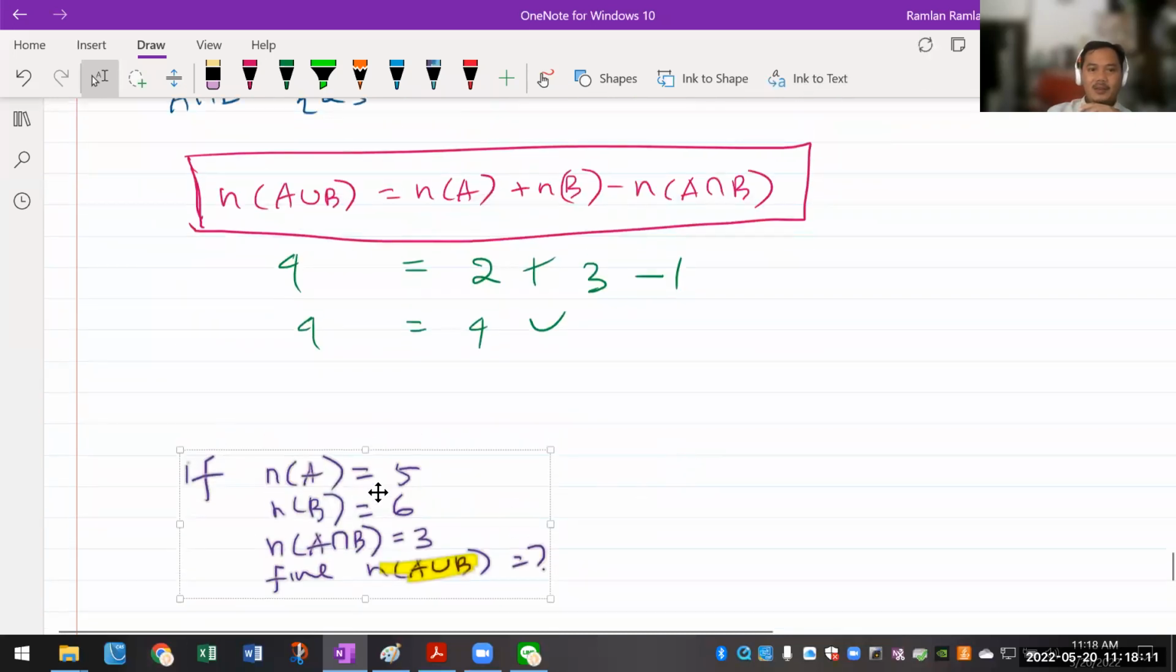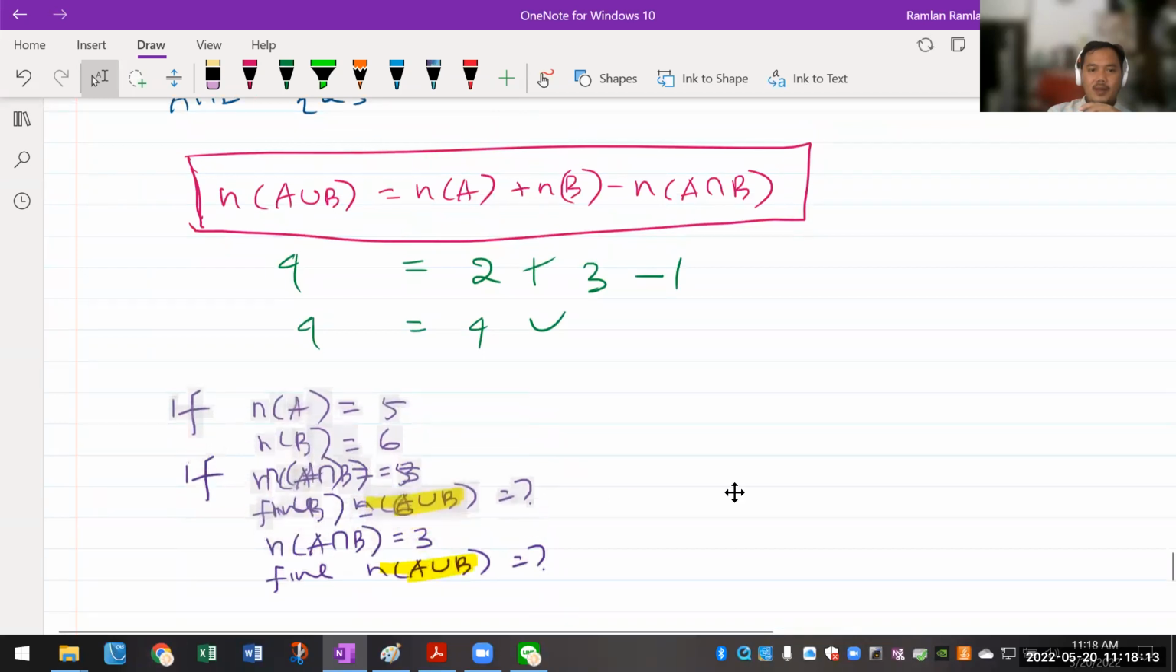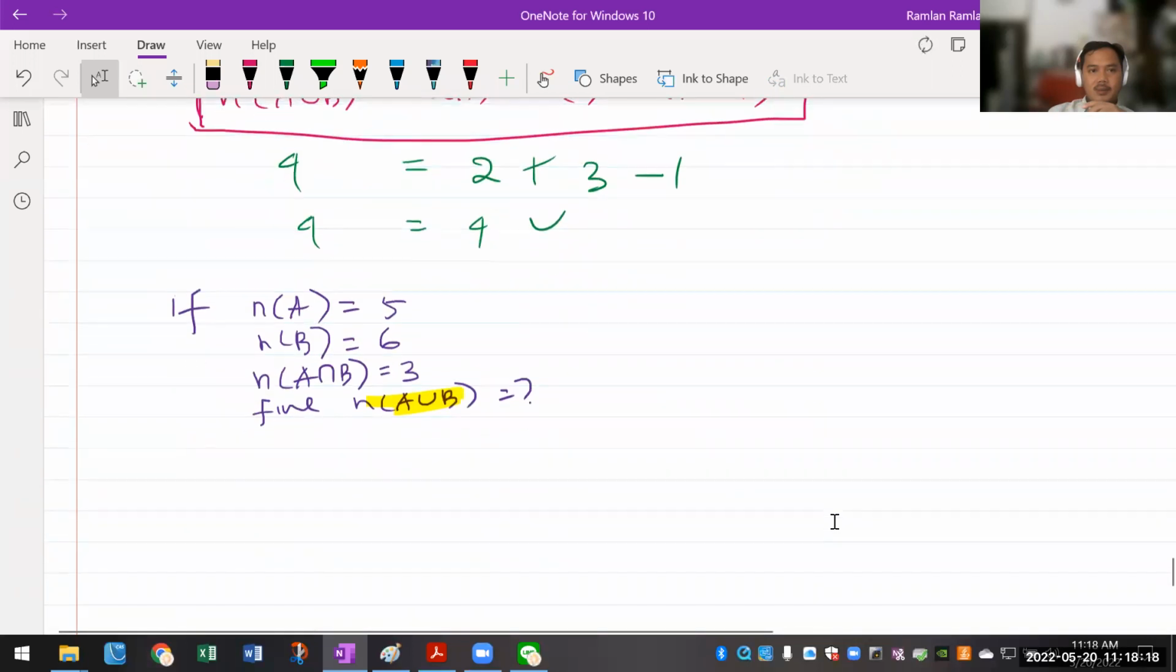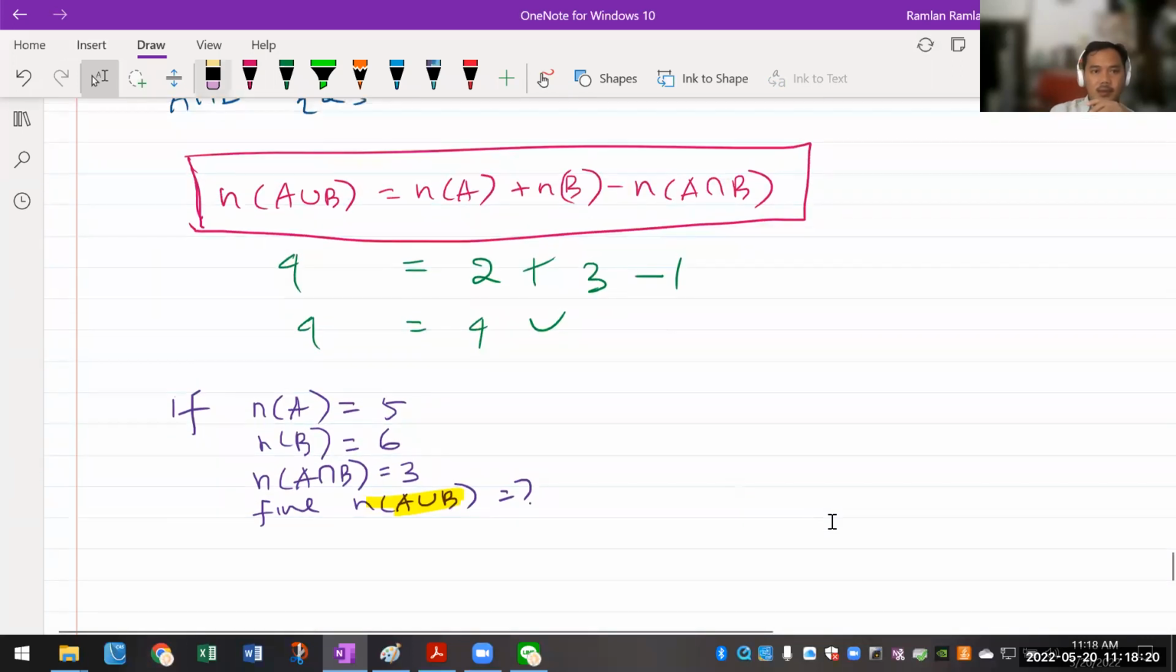Okay, I'm gonna leave the formula there, and this is the first question for you guys. So this is example 1, this is example 2. If NA equals 5 and NB equals 6 and N(A intersection B) equals 3, what is N(A union B)? So this is how you do it. If this is a quiz, please write down the formula first. Always do that, okay?